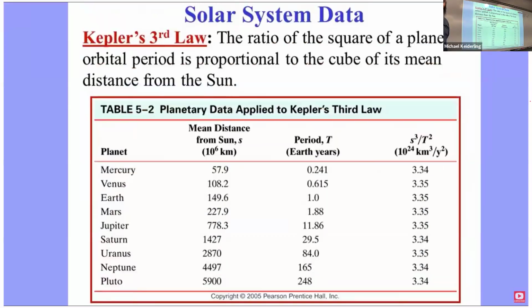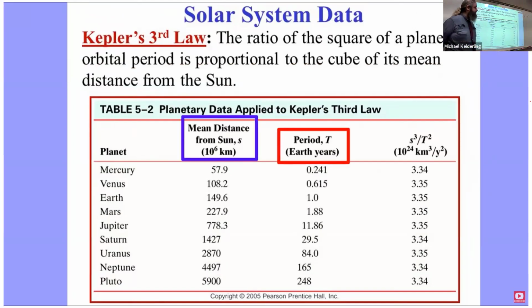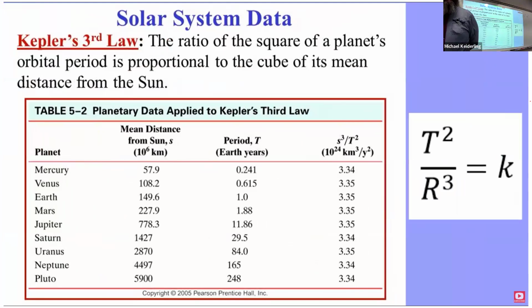Now, what does that mean? Kepler's third law means how long a planet takes to go around the Sun, which is its period, is related to the planet's mean distance from the Sun. That is, the square of the period divided by the cube of the mean distance is equal to a constant. And for every planet, no matter what its period or distance, T squared over R cubed is the same number.